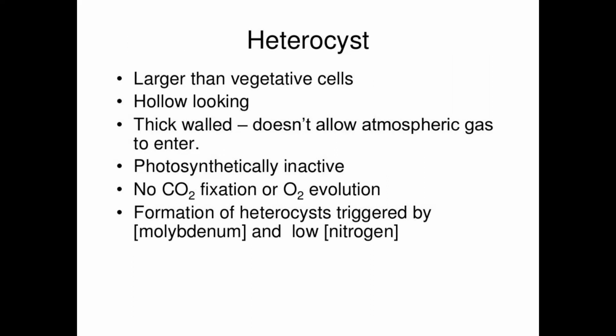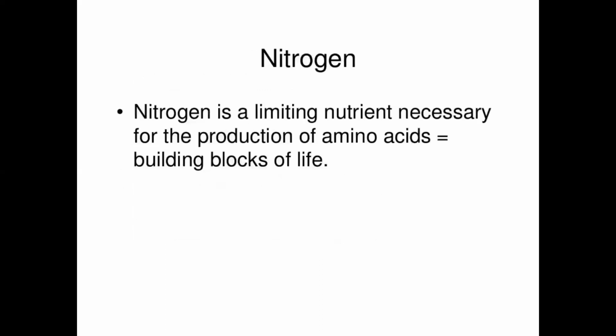perform the photosynthesis, but heterocysts do not perform any photosynthesis, no carbon dioxide fixation or oxygen evolution. Because there is no photosynthesis, there is no need for any carbon dioxide fixation or evolving of oxygen. Formation of heterocysts is triggered by molybdenum and low nitrogen. If these elements are there, they can help in formation of heterocysts. And nitrogen is a limiting nutrient necessary for the production of amino acids.